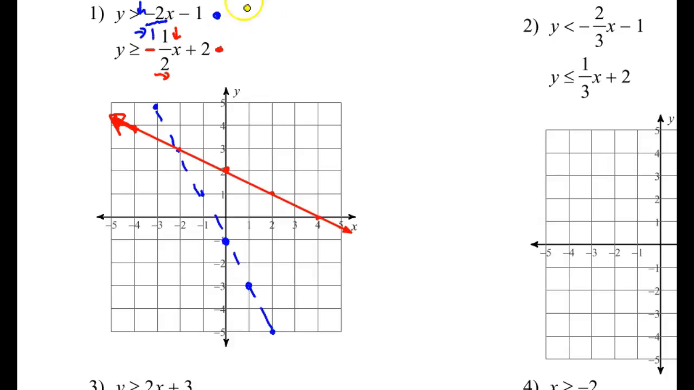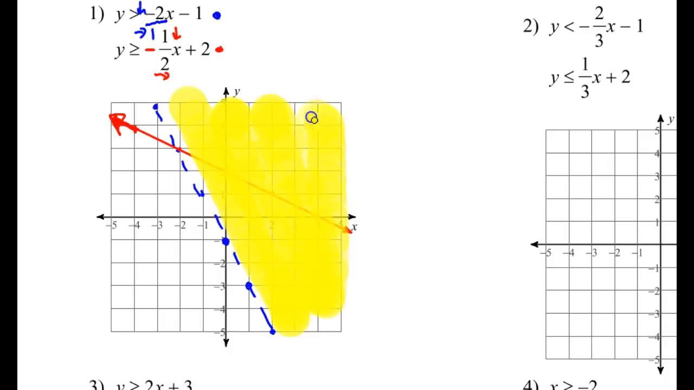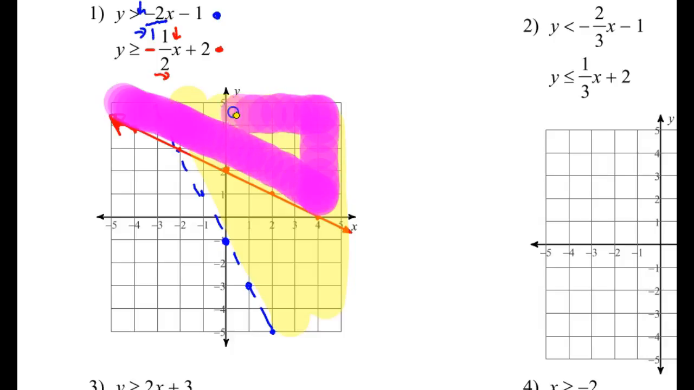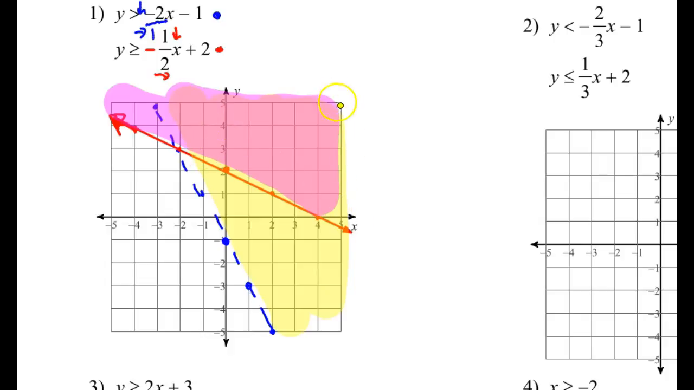Now let's do the shading. So everything above, because it's greater than, everything above the blue line. So all of this is above the blue line. And then we want everything above the red line. So everything above the red line would be all of this. And then you can see where the shading actually overlaps. Just in this area. So we want to erase this part and erase this part and only have the part where it overlaps as your final answer.